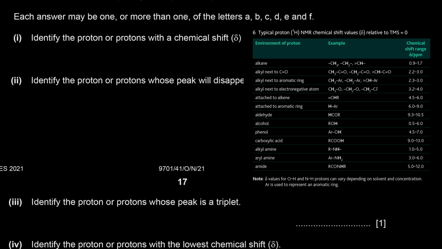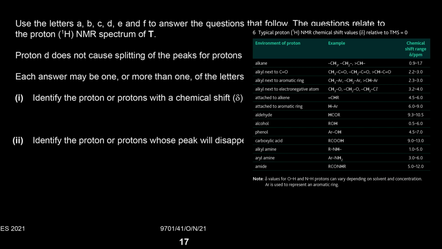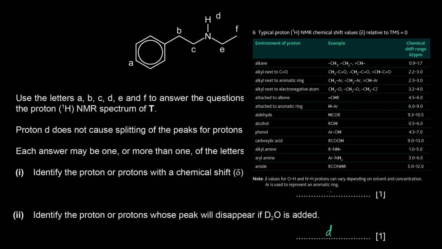Identify the proton or protons whose peak is a triplet. So the question here is, for which of these protons has a neighboring carbon with 2 protons? Now, if you look at proton C, the neighboring carbon has 2 protons, so it will be split into a triplet. Similarly, proton B, the neighboring carbon C has 2 protons, so B will also be split into a triplet. And if you look at proton F, the neighboring carbon E also has 2 protons.